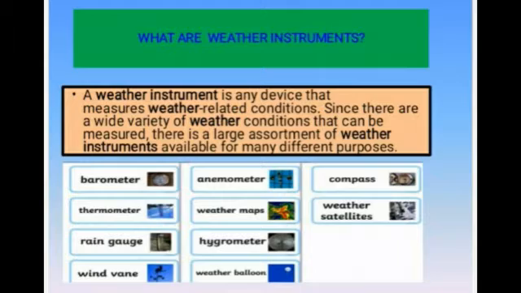Okay, so what is a weather instrument? It is any device that measures weather related conditions that can be measured, and there is a large assortment of weather instruments which are available to us. For example, barometer, thermometer, rain gauge, wind vane, hygrometer and so on. So we have already discussed thermometer and barometer, isn't it? Then what do we have to see now? We have to start with anemometer.